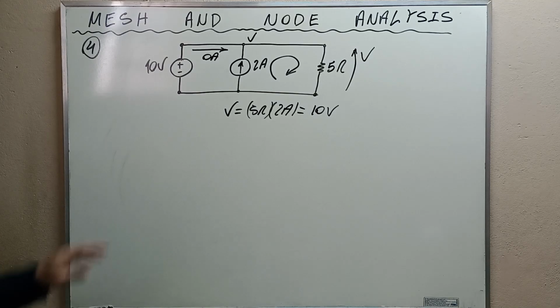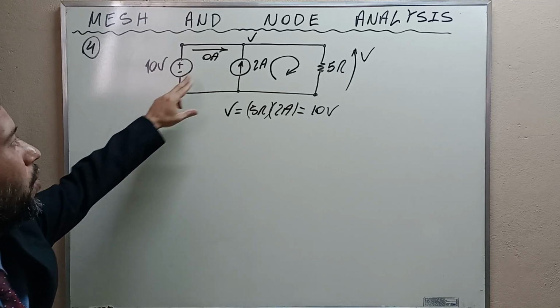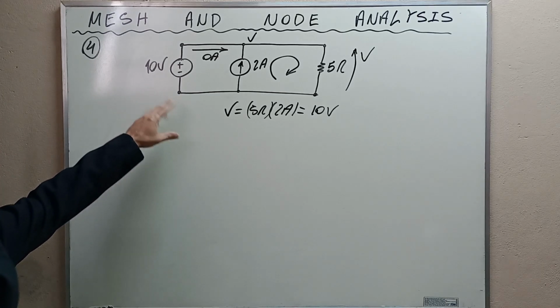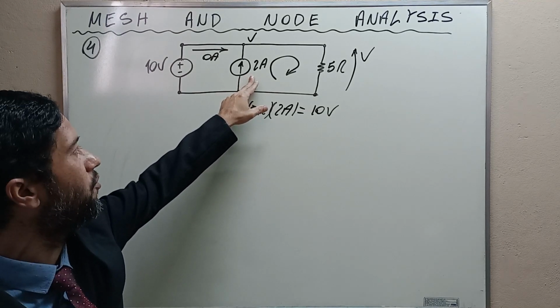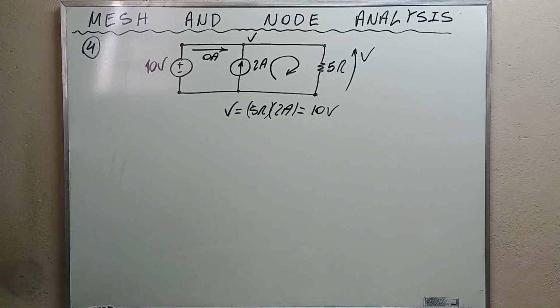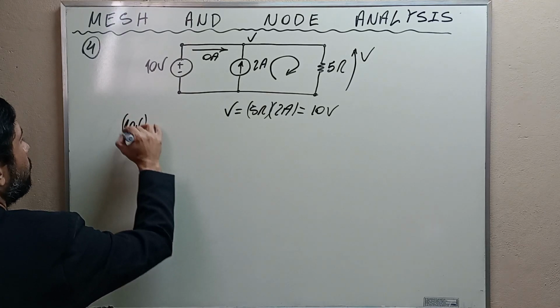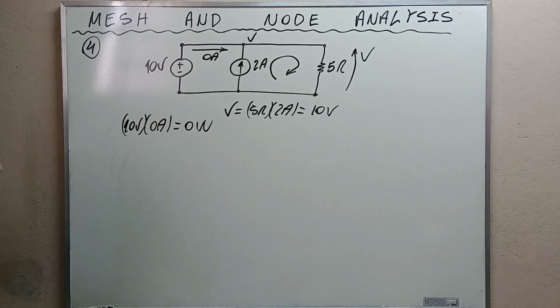What does it mean? It means that the voltage source is not contributing with current. Okay? It is not contributing with power. The power is being drawn from this current source. Okay, my friends? Subsequently, we calculate the powers, and the power delivered by the voltage source is 10 volts times 0 amps, which is equal to 0 watts.